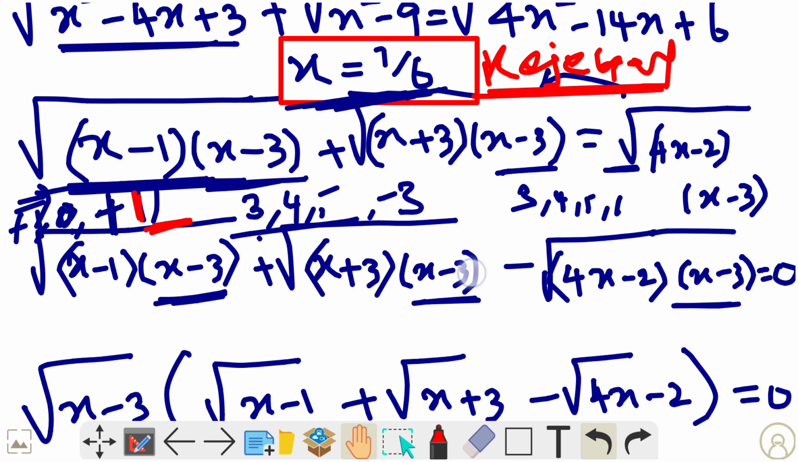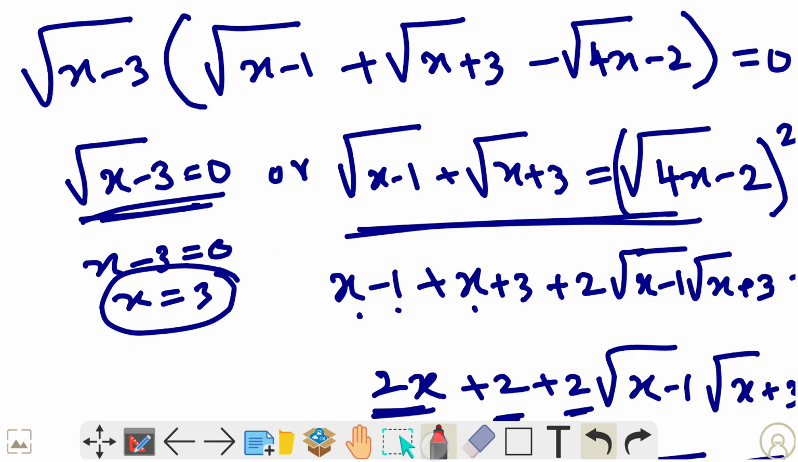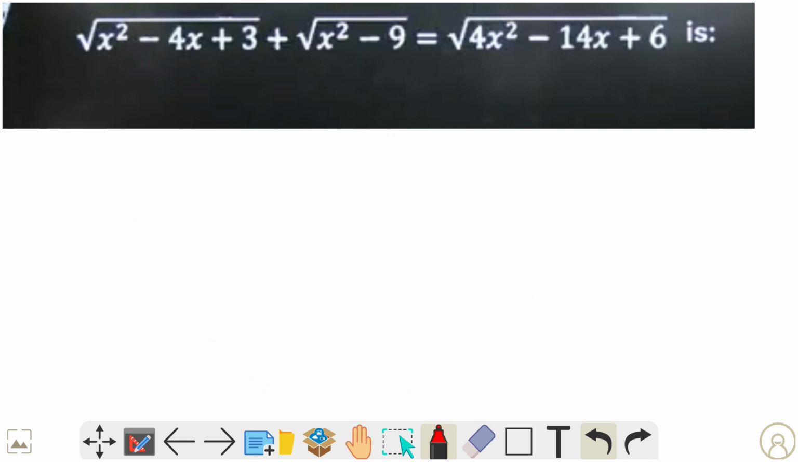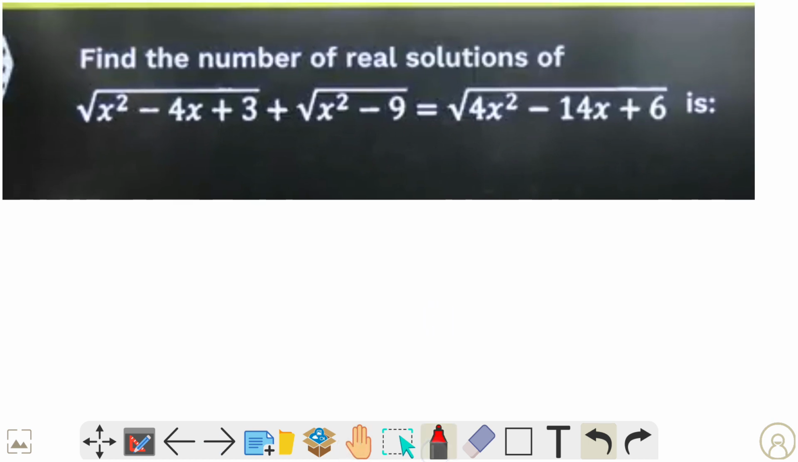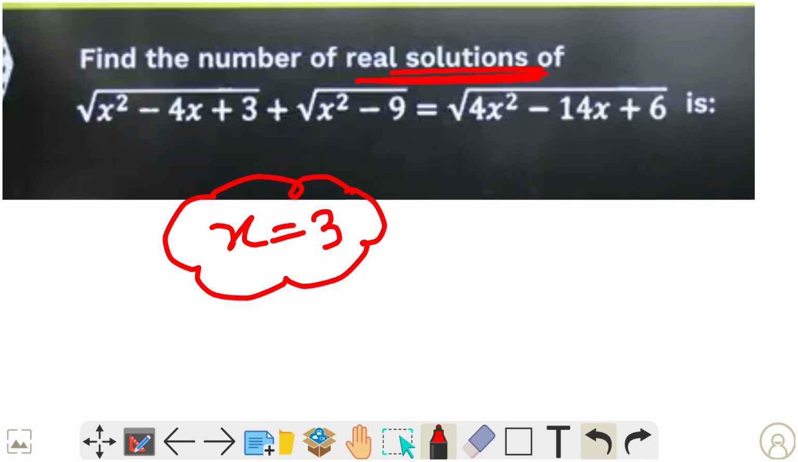So the only solution is x equal to 3. They are asking for the real solution, so x equal to 3 is the only solution for this question.